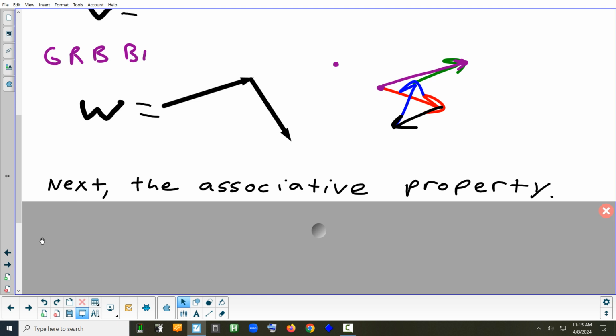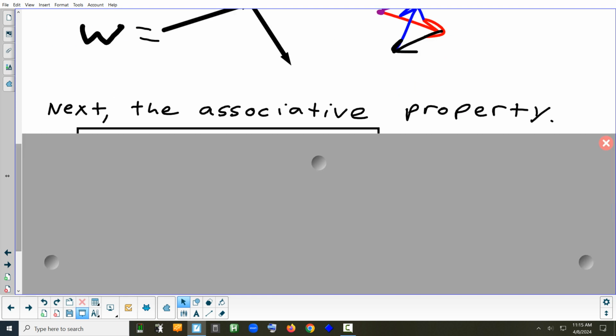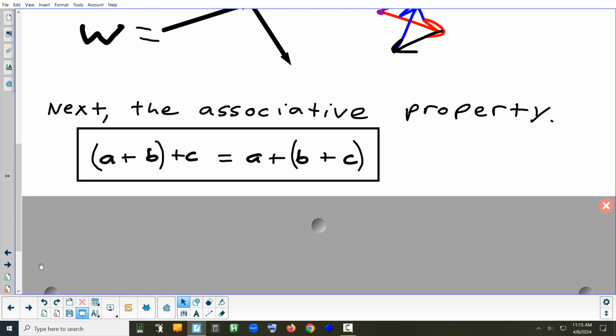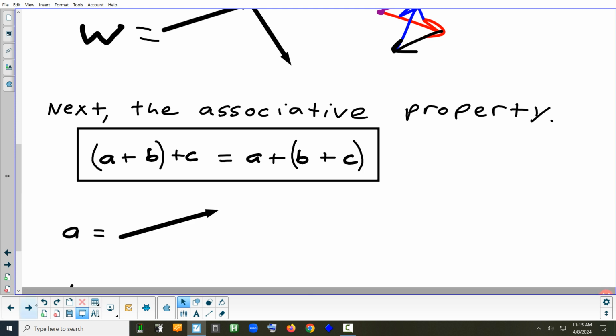What does associative mean? Anybody remember that one? Yeah? You can change the grouping. So the order is exactly the same on both sides: ABC, ABC. What I'm changing is what I do first. That works with numbers, and it also works with vectors.